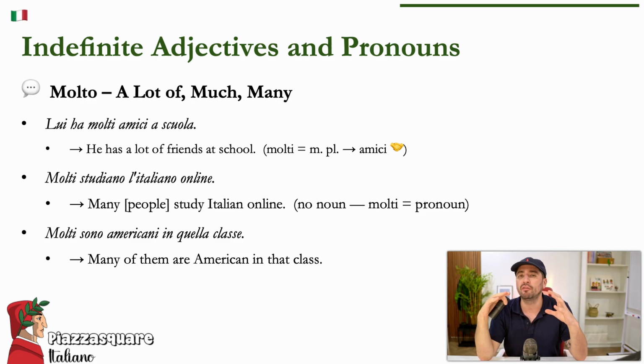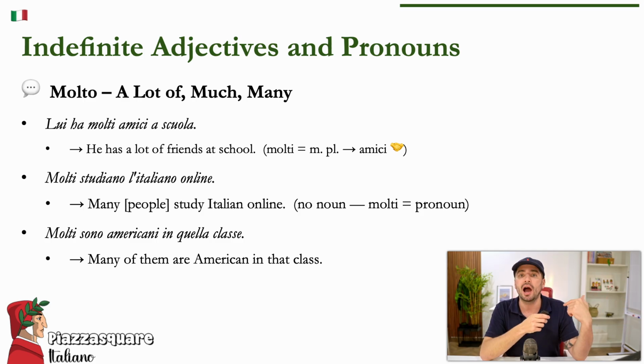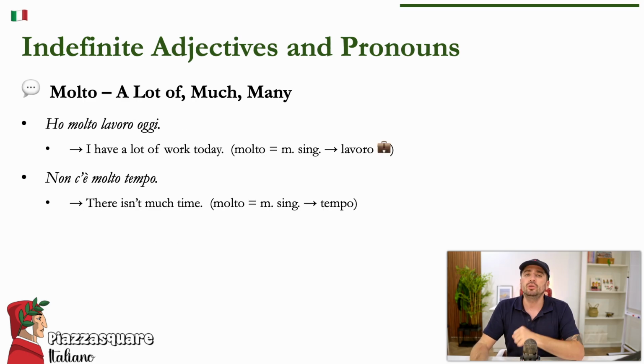In Italian, using the plural form alone like this is a common way to say things like many think or many are. For example, molti sono americani in quella classe. Means many of them are Americans in that class. Molto can also be used for non-countable quantities, singular nouns, meaning much or a lot of in the singular form. For instance, ho molto lavoro oggi, I have a lot of work today, or non c'è molto tempo, there isn't much time. In both cases, molto is singular, masculine for lavoro, masculine for tempo, indicating a lot, or much of an uncountable thing.